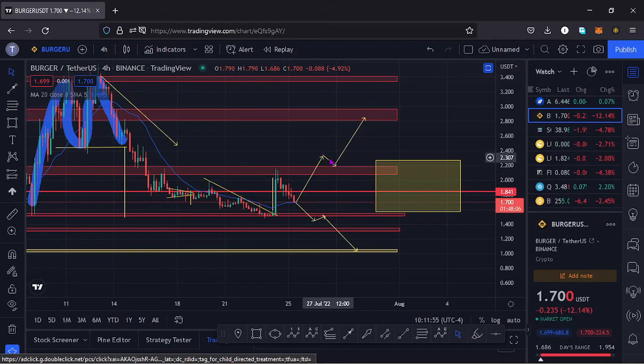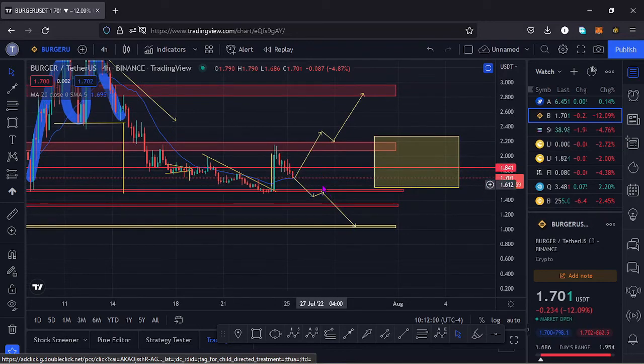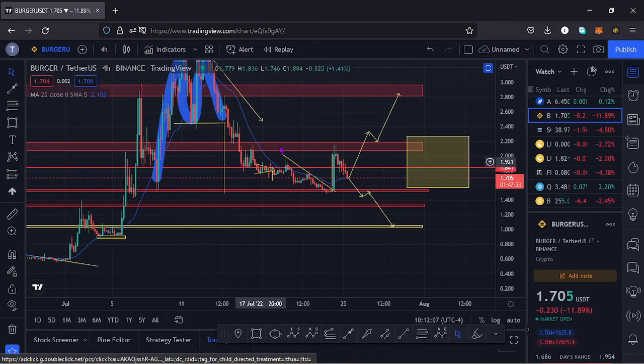We can either continue pushing to the upper side to around the $3 mark, and if we lose that key area of support at around the $1.5 mark, then Burger could go back to around the $1 mark. So those are the key scenarios.